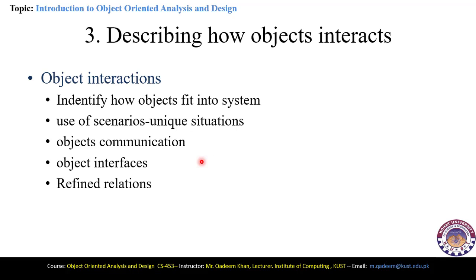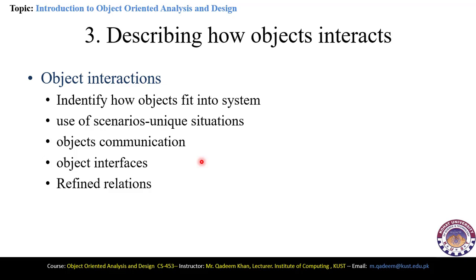The third step is to define how objects interact with each other. Here we will define different interactions of multiple objects in the system. It is important that objects should collaborate with each other. So this can only be defined by the interaction of the objects. Object interaction identifies how objects fit in the system, and the use of scenarios, unique situations, is used for the interacting of the objects here.